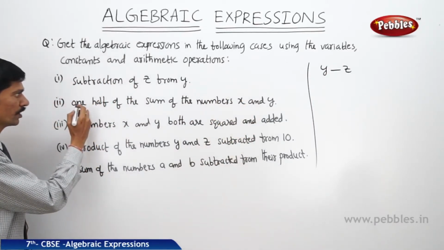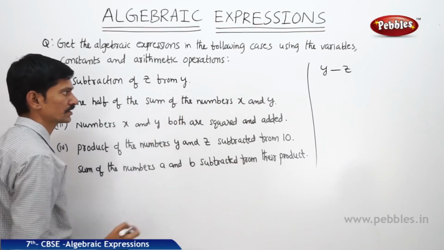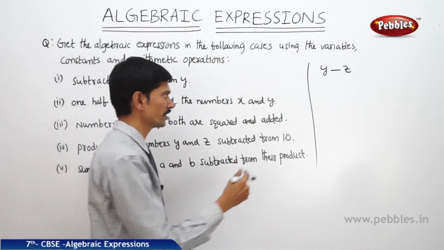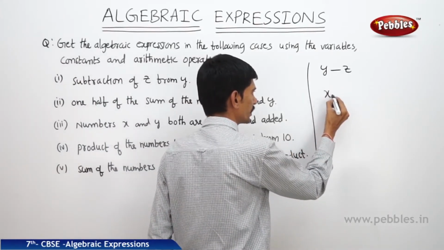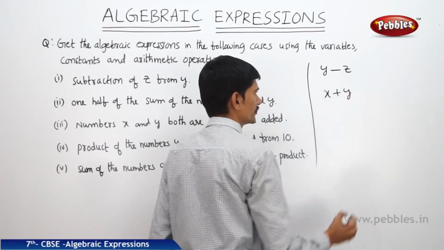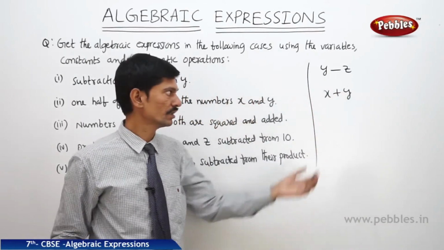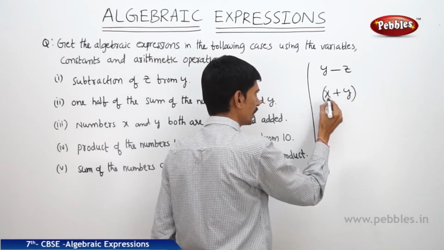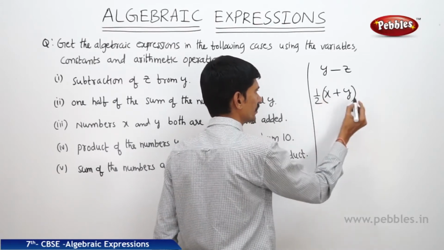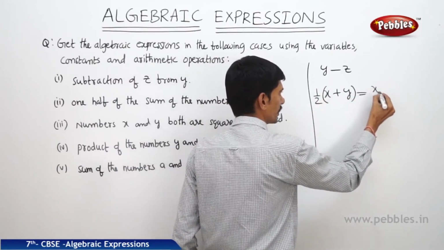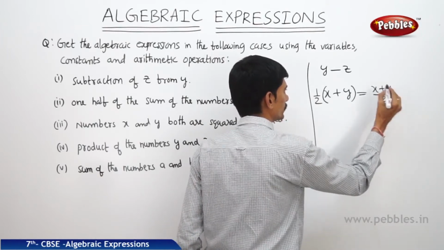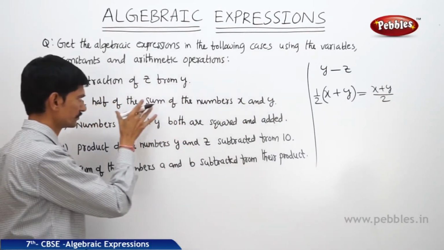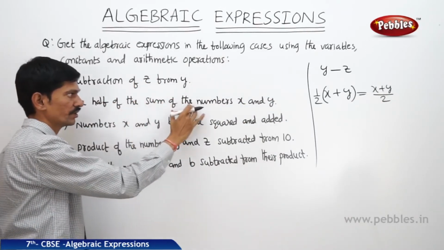Next, 1/2 of the sum of the numbers x and y. First you have to find the sum of the numbers x and y. What is the sum of the numbers x and y? It is written as x plus y. And what is 1/2 of this? This is taken as into 1/2, or this can be written as x plus y by 2. So this is the algebraic expression to represent 1/2 of the sum of the numbers x and y.